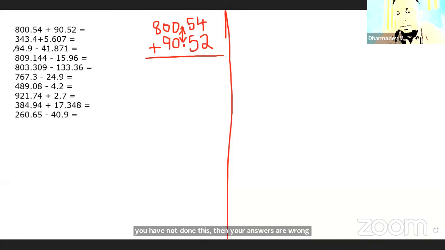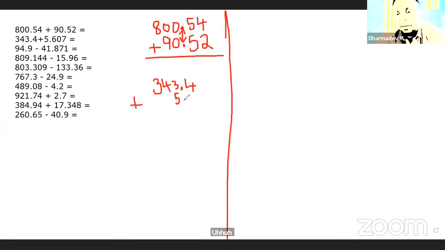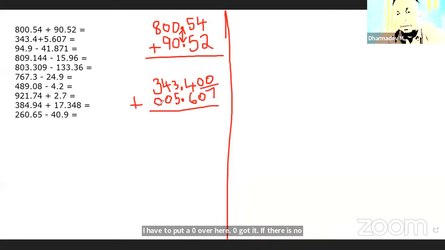Okay, let's take the second and third question. 343.4, I have plus 5.607. So I have to put a 0 over here. I have to put a 0 over here. Got it? If there is no number, I can put 0 in these places. This is what is about the decimal. But always a decimal point should be straight for addition and subtraction. Are you clear with that?